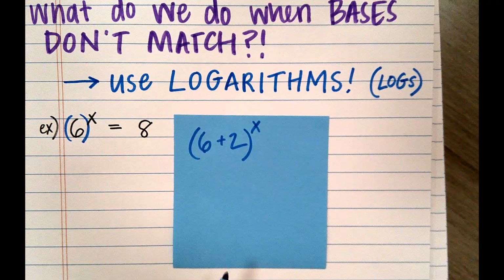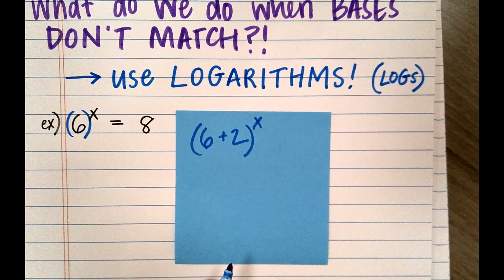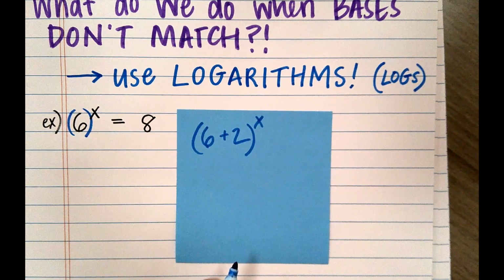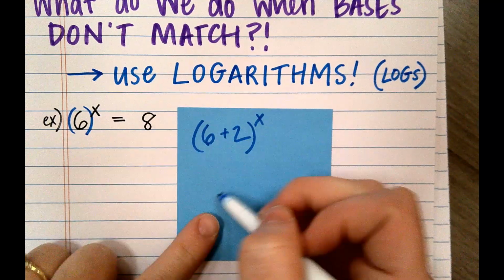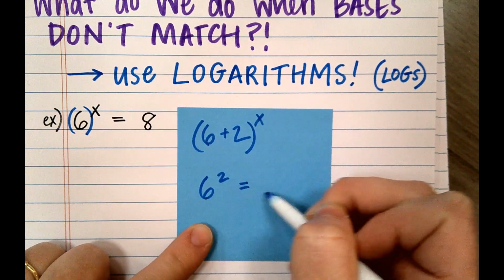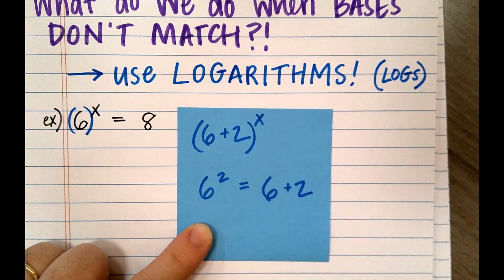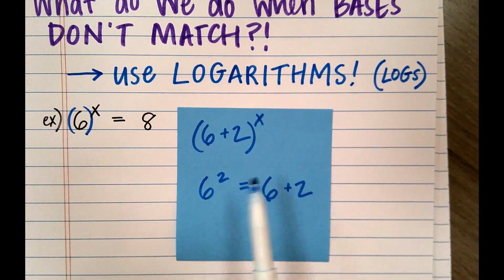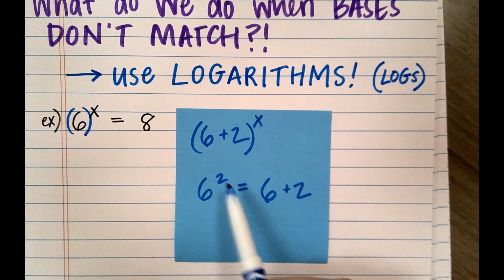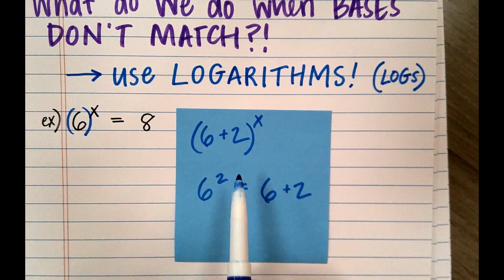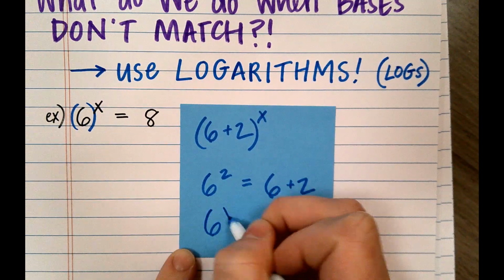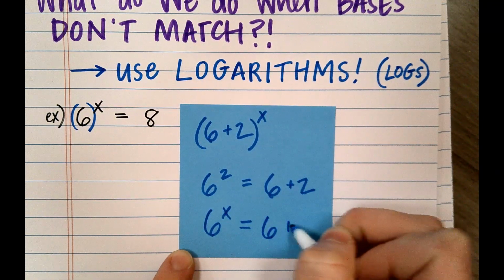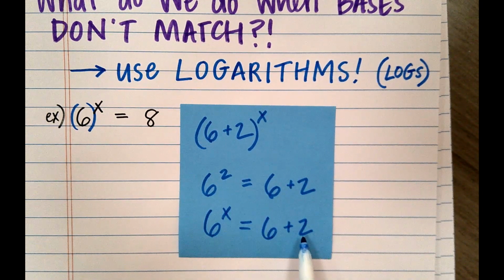What did you mean? Like 6 squared equals 6 plus 2, so then your 6 will be there. Oh, okay. Like 6 to the x, since I don't know what x is yet. So 6 to the x power equals 6 plus 2. Okay, I see what you're trying to do here. Would it work?